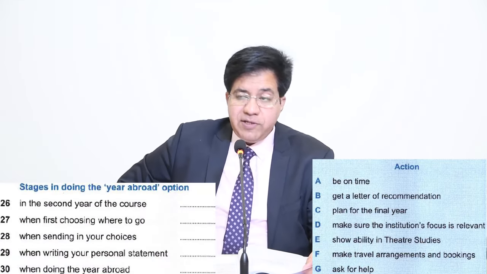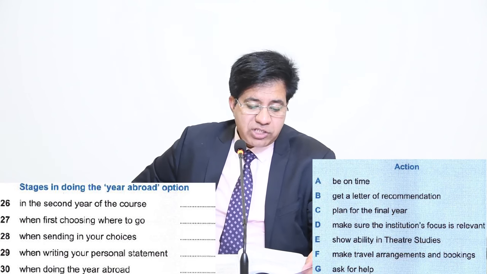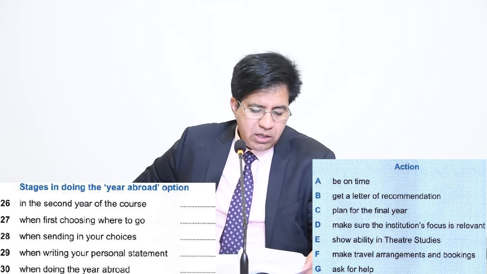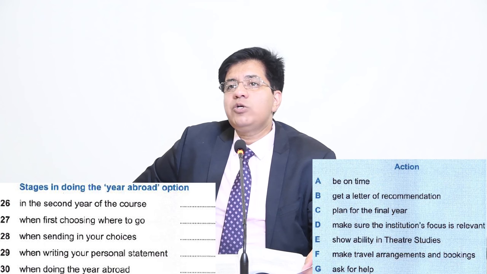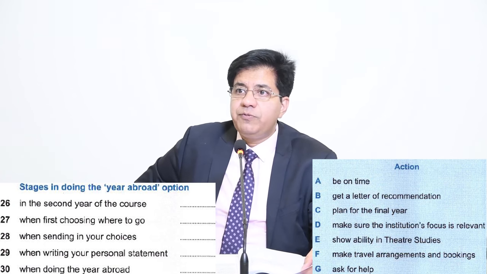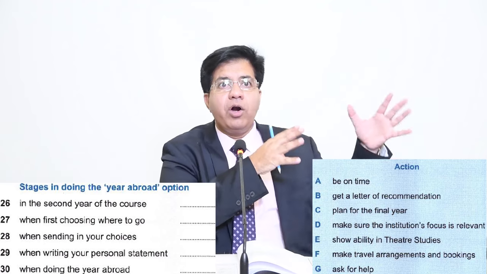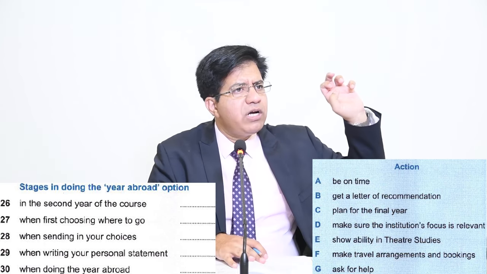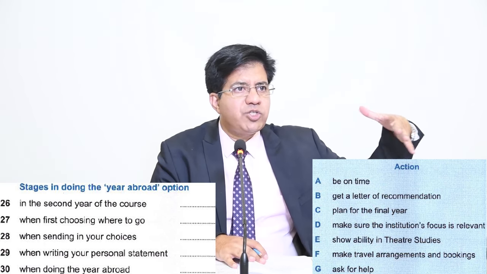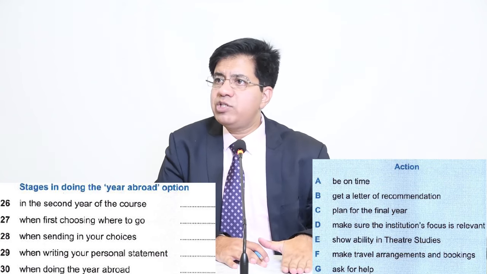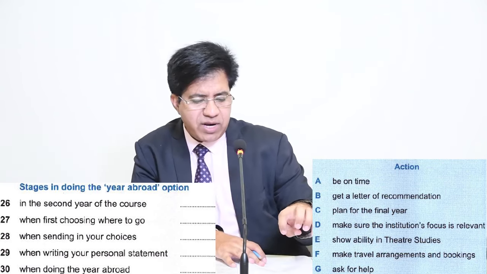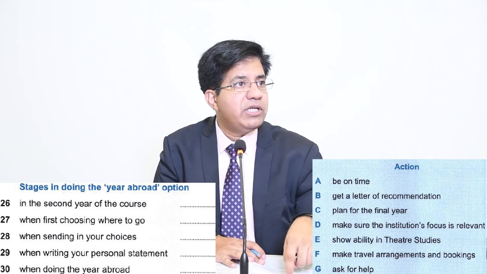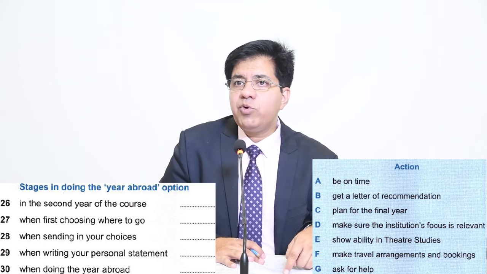Now can you see we've got double trouble here? You know why? Because there is so much information in action options, and there is so much information in stages in doing the year abroad option. In this case, it's a good idea to read action or options first, because for questions, you will always find them in the audio. For example, question number 26. In the second year of the course, in the audio, they will talk about it very clearly. They will say, well, when the second year started, so you will find it easily. And by the way, questions are in order, so just first try to read action. Yes, if you find more time, because they will give you 30 seconds to read questions 26 to 30. So first read options, and then if you find more time, you can take a look at the questions as well.